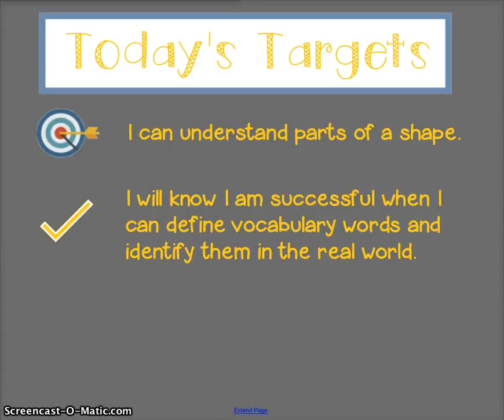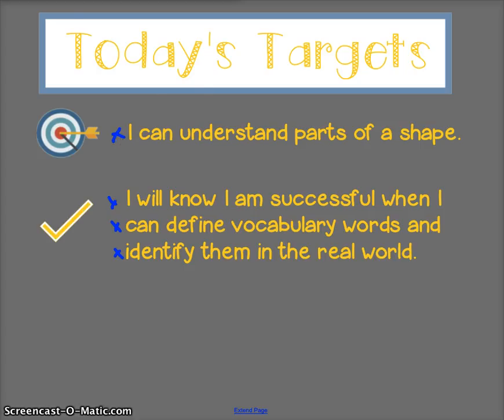Third graders, today we are going to be talking about edges and vertices, and how they make up shapes. Our target is: I can understand parts of a shape. I will know I am successful when I can define vocabulary words and identify them in the real world.